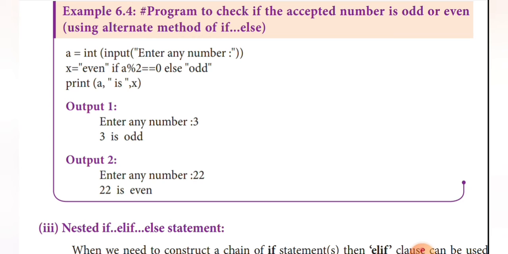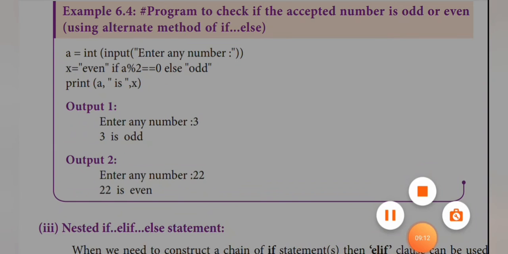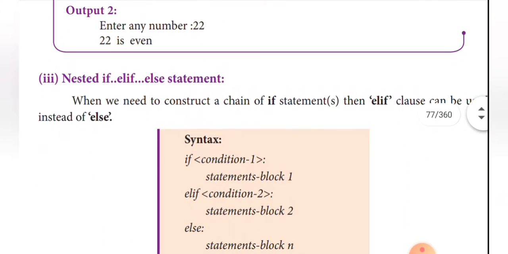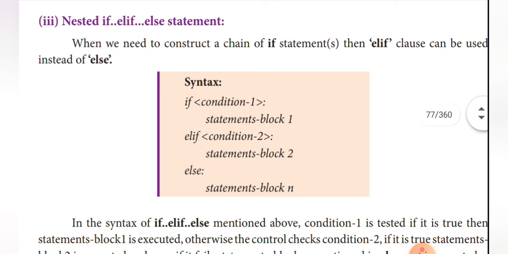And then see the output, enter any number. Now we are going to give the value 22. So 22 modulus 2 is equal to 0. The condition is true. Condition true means it stores the message even into x. So we get the output 22 is even. Is it clear? Okay students, now we move to the nested if elif statement.